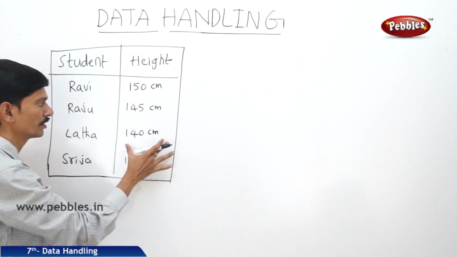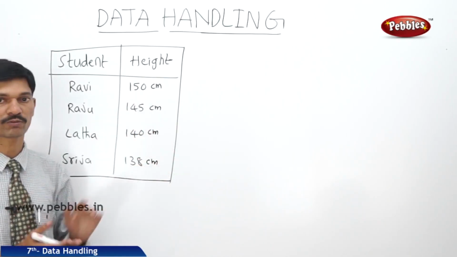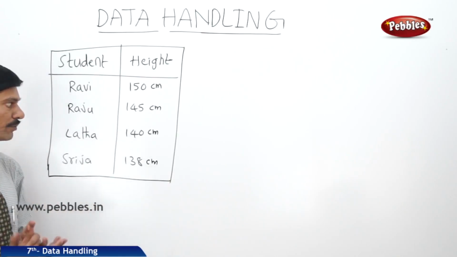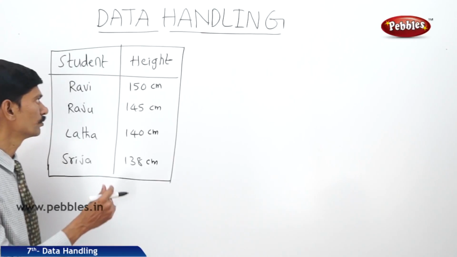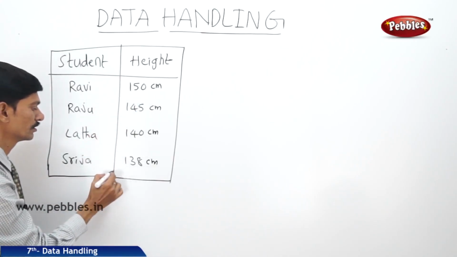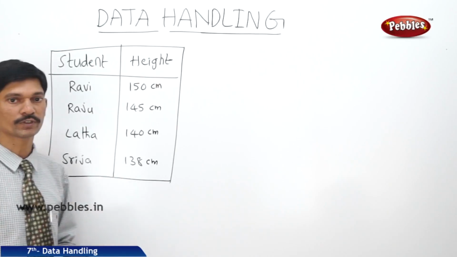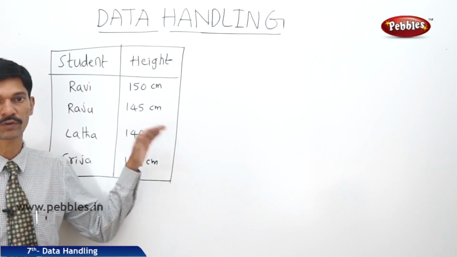Now this is the information collected in the form of numbers or words, and from this information we can take decisions like who is the tallest student in the class and who is the shortest student in the class, and we can draw some conclusions using this information.